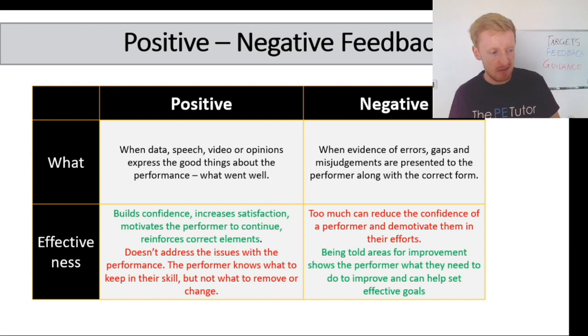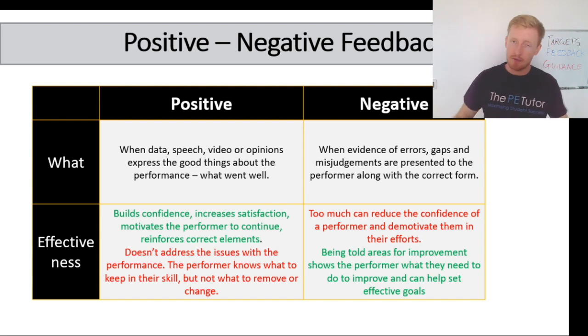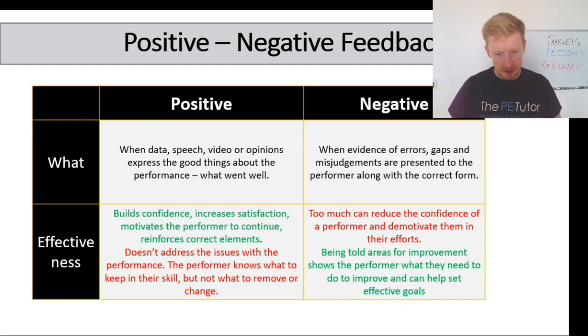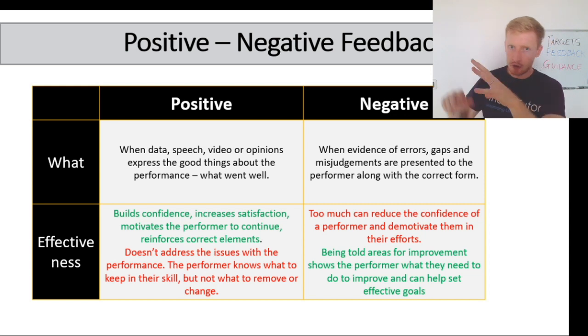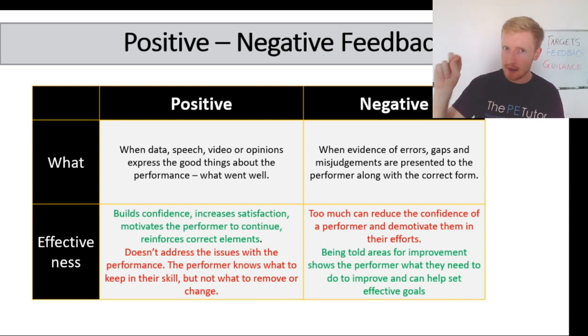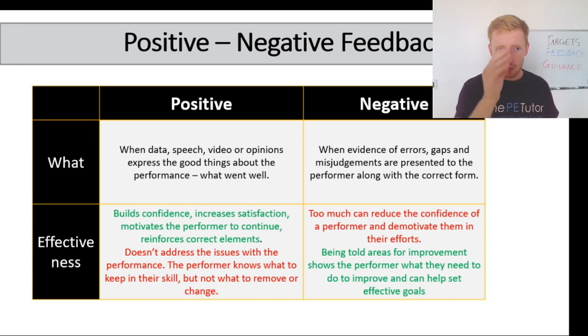Now, to an extent, for a novice performer doing something for the first time, they need to be told what parts of their skill were the best parts and what to keep for next time. Yes, that's where the value is. But for an elite performer, for someone who already knows what's good and bad and they're looking for marginal gains, they don't need to be told what went well. They already know that. They need to be told the errors, the gaps, what they can change for next time to get better.